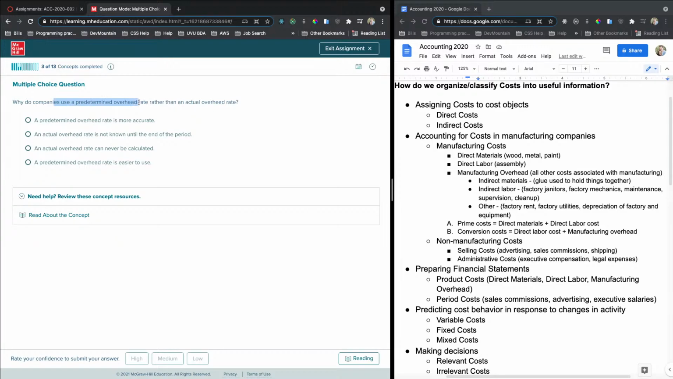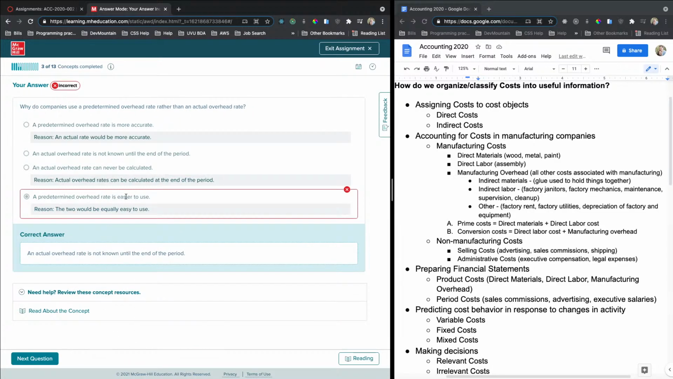Why do companies use a predetermined overhead rate rather than actual? Well, it's pretty dang difficult. Actual overhead rate can never be calculated. It can be, so I'm thinking it's this.